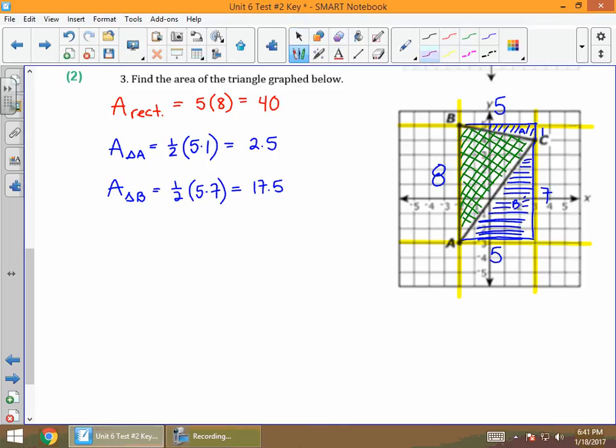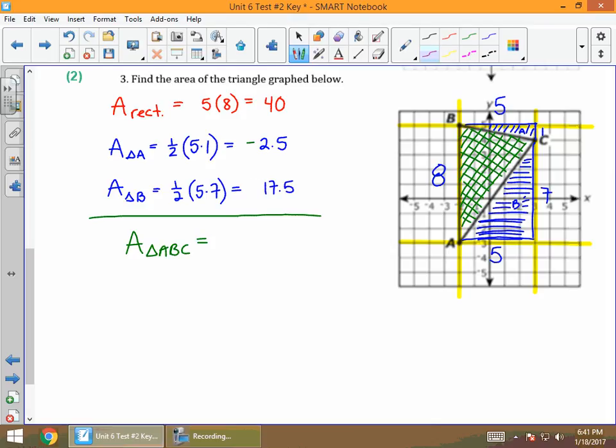So now I can actually find my answer. My answer is based on the rectangle and these 2 blue triangles. So the area of triangle ABC, the one in green, the one that we want, is the area of the rectangle, this big 40. And then I'm going to subtract 2.5. And then I'm going to subtract 17.5. And if I type that in, 40 minus 2.5 minus 17.5, you'll find out that this thing has an area of 20 units in its area. So those units are squared.